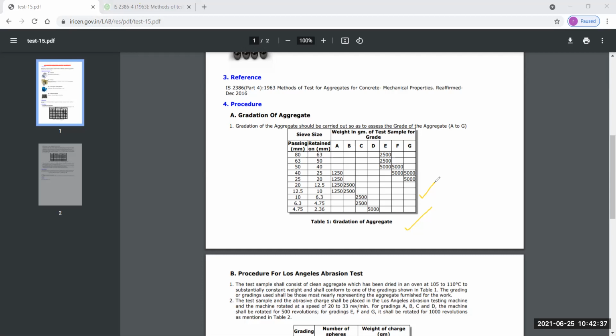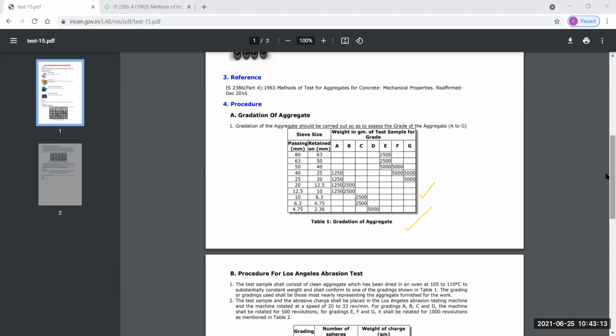For grading A, B, C, and D, the machine shall be rotated for 500 revolutions. If we give 20 revolutions in 1 minute, then for 500 revolutions we rotate our machine for about 25 minutes for A, B, C, and D grade of aggregate. Next, for grading E, F, and G, it shall be rotated for 1000 revolutions, which will be mentioned in table 2.